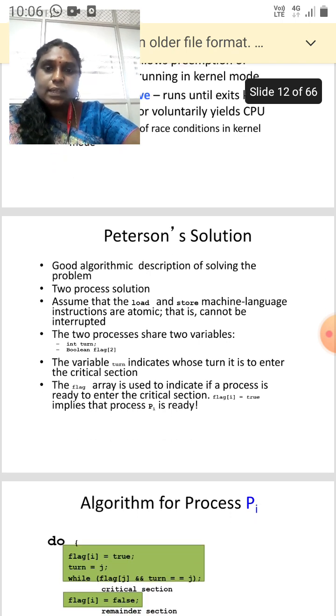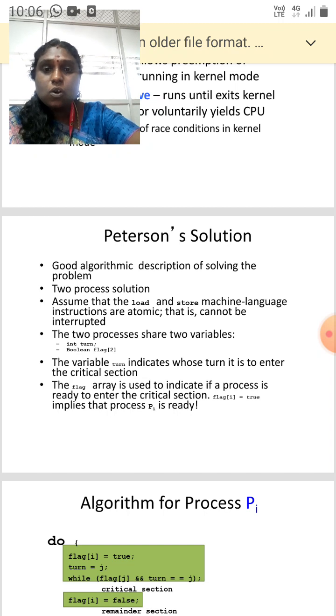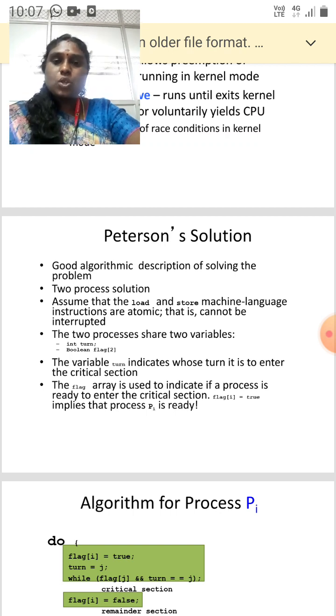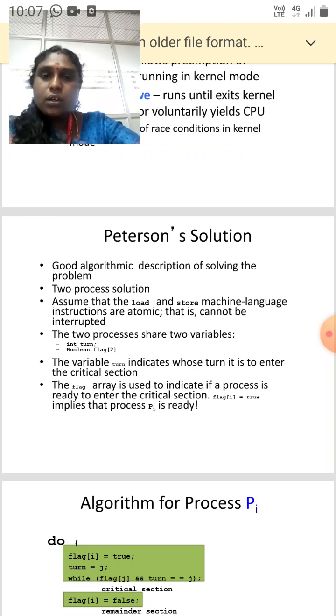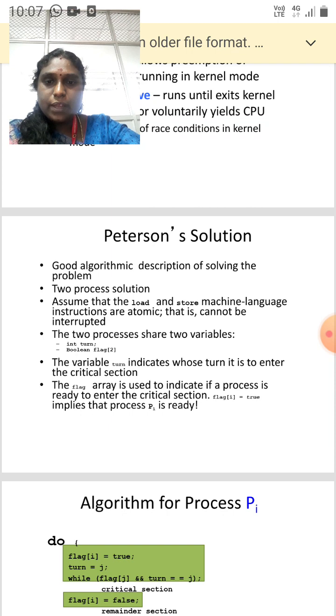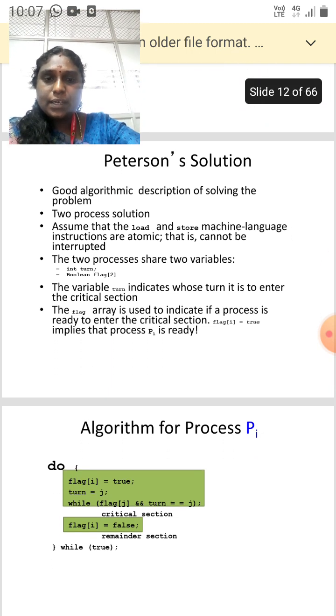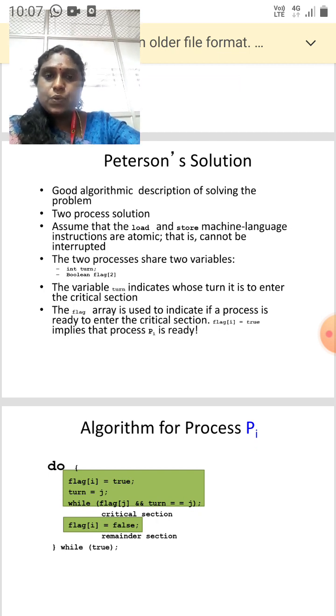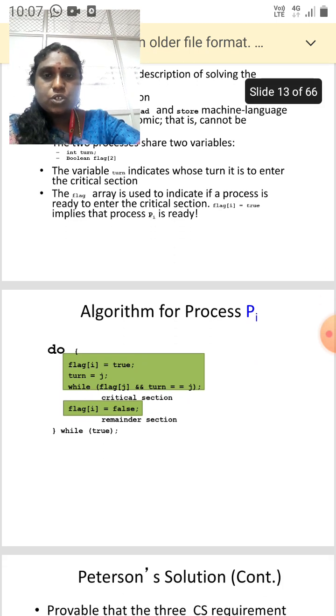Peterson's solution is a good algorithmic description of solving the problem for two processes, assuming that the load and store machine language instructions are atomic, that is, they cannot be interrupted. The two processes share two variables: int turn and boolean flag[2]. The variable turn indicates whose turn it is to enter the critical section, and the flag array is used to indicate if a process is ready to enter the critical section. flag[i] = true implies that process Pi is ready.